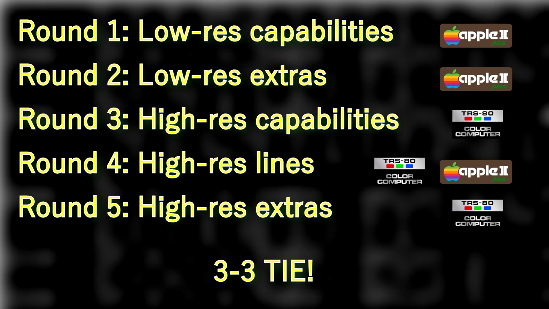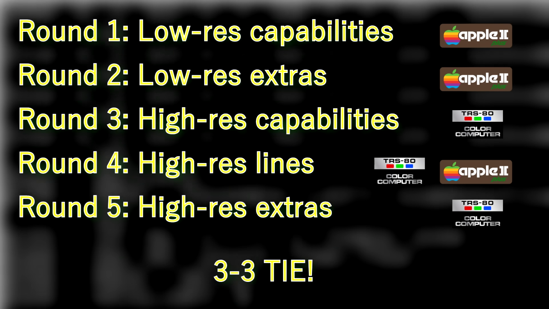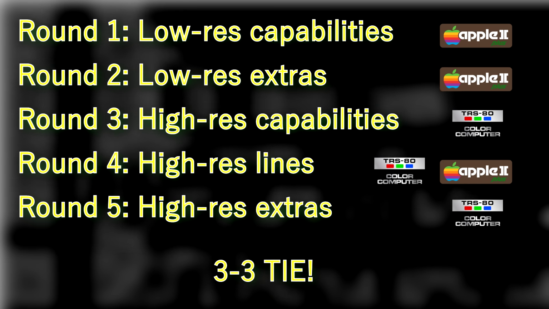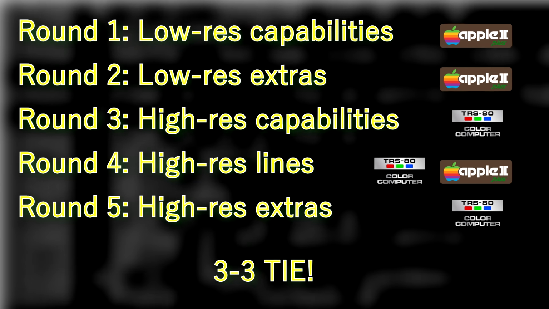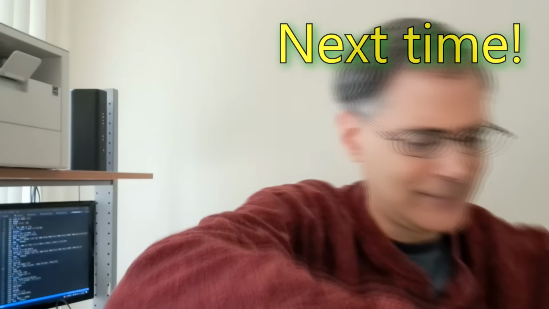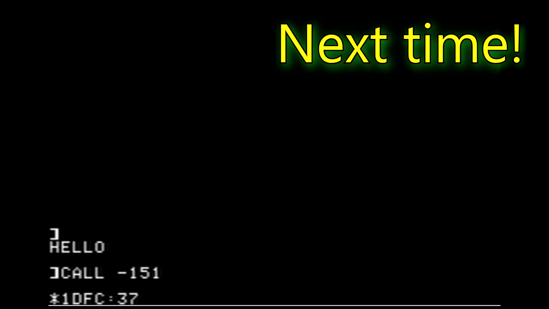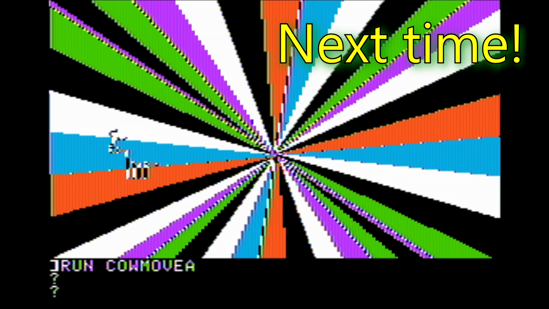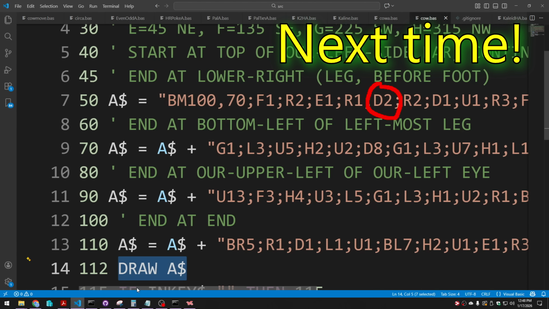With a point awarded for each win and each tie, the CoCo and the Apple II are both at 3 points. In the next video, we conclude the showdown. We'll compare the machines on some advanced techniques: flipbook animation, self-contained shapes, and motion across the screen. Who will reign champion? We will, because we'll have learned something.